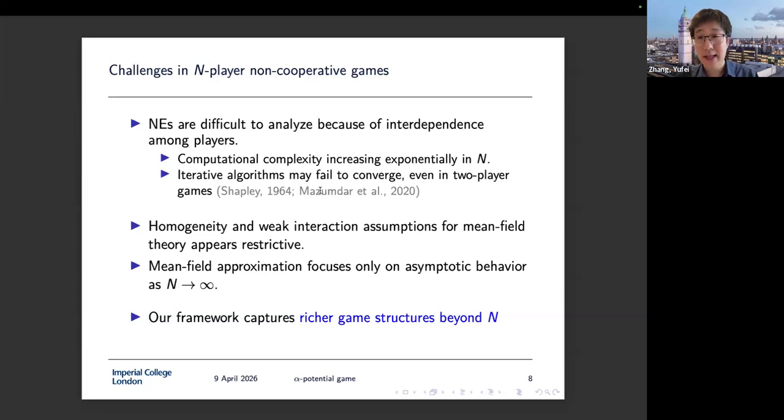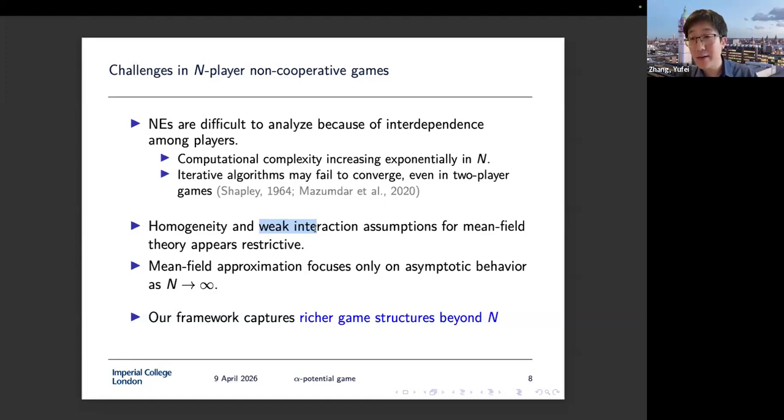In this case, we focus on a class of games where all the players are homogeneous and weakly interacting. By homogeneous, I mean that each player has the same dynamics and characteristics. If you consider a continuous-time differential game, then everyone has the same drift and the same diffusion, and they have similar objective functions. Another important property is the weak interaction. It is assumed that, instead of depending arbitrarily on other players' states, each player only depends on the empirical distribution of the other players' states.